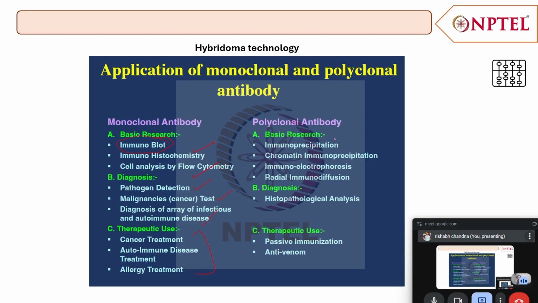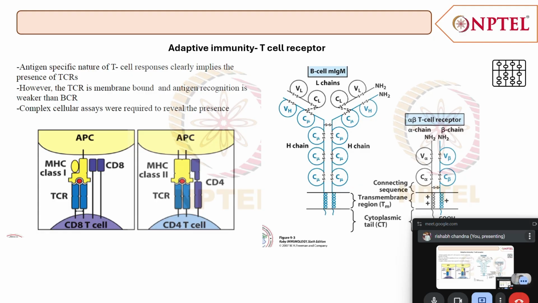While polyclonal antibodies are used in immunoprecipitation, ChIP, immunoelectrophoresis, or radioimmunodiffusion. In diagnosis, they are used in histopathological analysis, and for therapeutic use, they are used in passive immunization and antivenoms. Now we are moving to the T cell receptor.